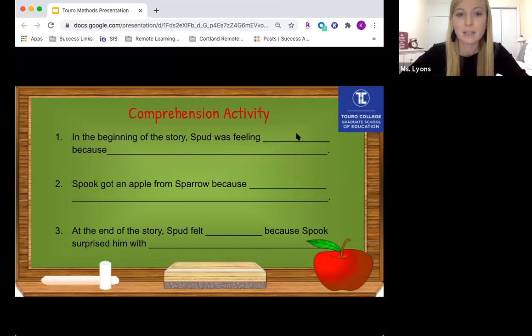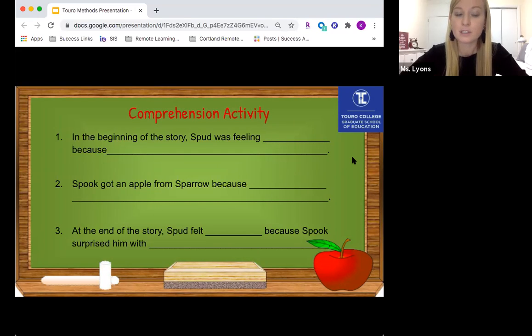To end this activity, I would end with a comprehension activity, which would be these three questions. In the beginning of the story, Spud was feeling blank because blank. Here, students would have to fill in a feeling word and why Spud was feeling that way. For differentiation for this question, I would include the rest of the because so that students would just have to fill in the feeling word.